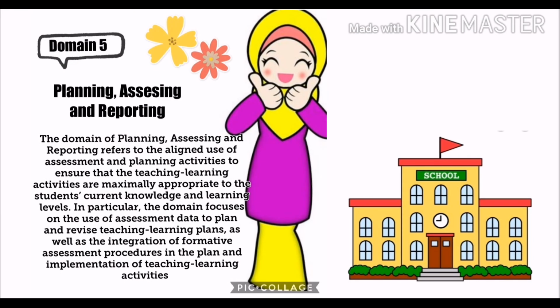Next domain, Domain 5, Planning, Assessing, and Reporting. The domain of planning, assessing, and reporting refers to the aligned use of assessment and planning activities to ensure that the teaching learning activities are maximally appropriate to the students' current knowledge and learning levels. In particular, the domain focuses on the use of assessment data to plan and revise teaching learning plans as well as the integration of formative assessment procedures in the plan and implementation of teaching learning activities.